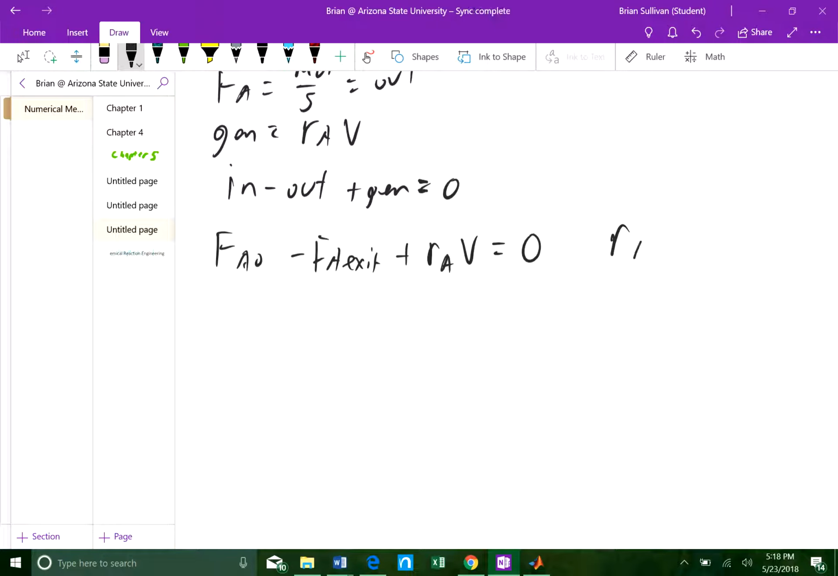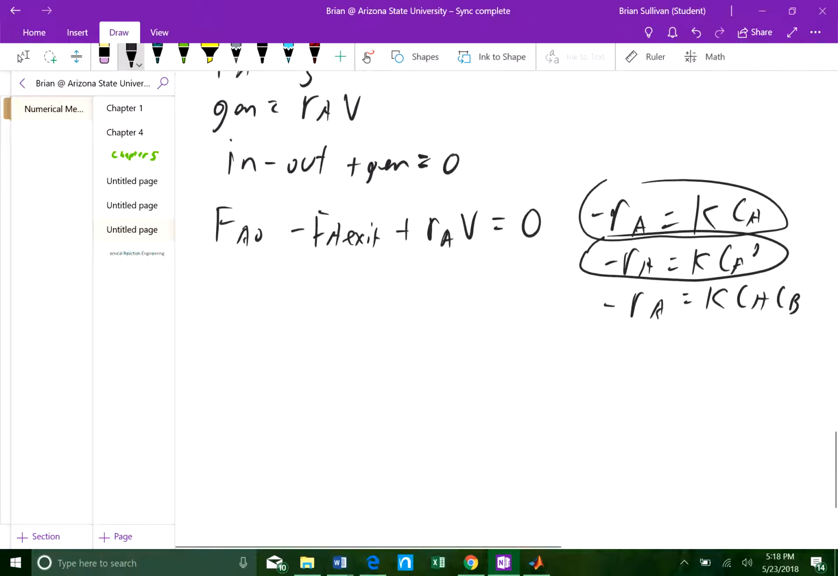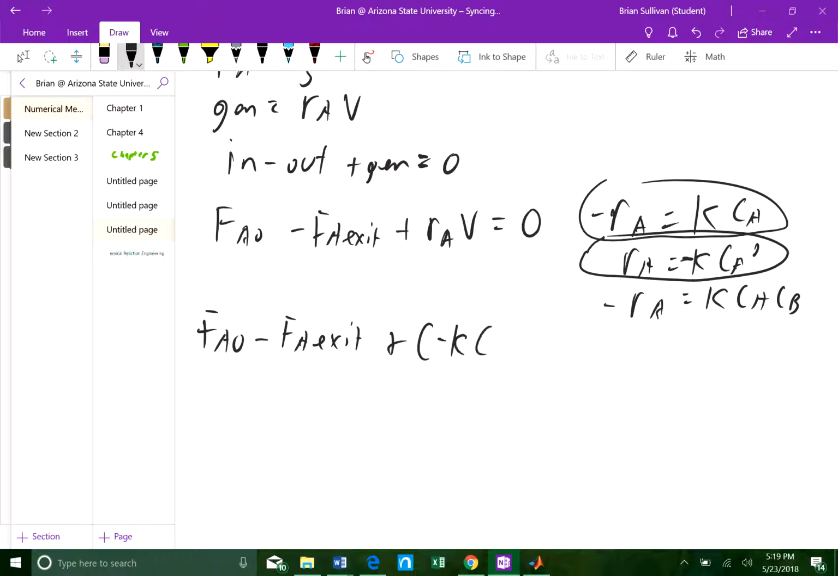Okay, so for RA, they're going to give you in the problem, it's going to be either negative K CA, first order, same ordeal. Second order, mixed, etc. So for this one, we'll just choose second order. Okay, so check this out. I'm going to plug in for RA. Let's plug in second order. Well, moving the negative sign, that's a very important thing to keep track of. Let's put negative K CA squared times V equals 0.